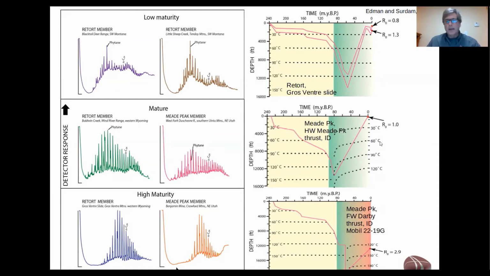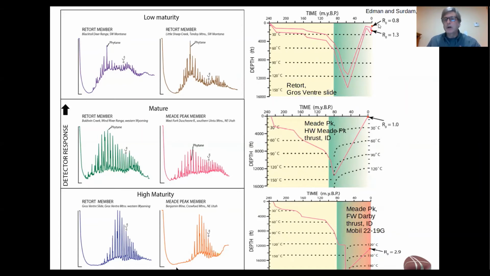On the right panel, we're looking at 3 separate time-temperature diagrams of samples of Phosphoria from 3 separate localities. The upper diagram is a sample of the Retort Formation, Retort member, from the Grovant Slide area in Wyoming. Middle panel here, a sample of the Mead Peak from the Idaho Thrust Belt that in this particular case has not been too deeply buried. And then the lower panel showing a similar Mead Peak sample, but this one more deeply buried.